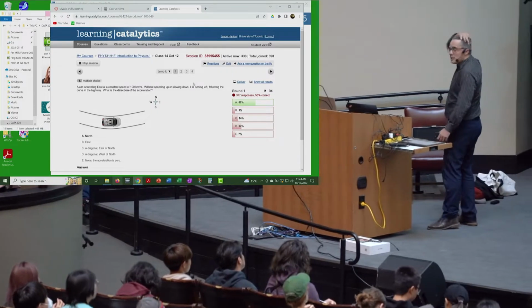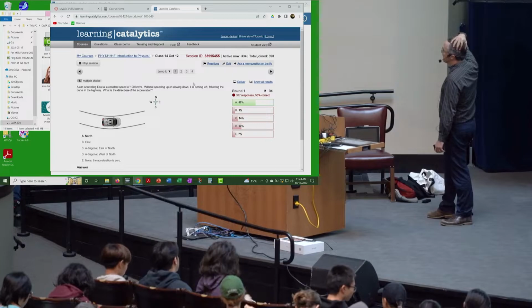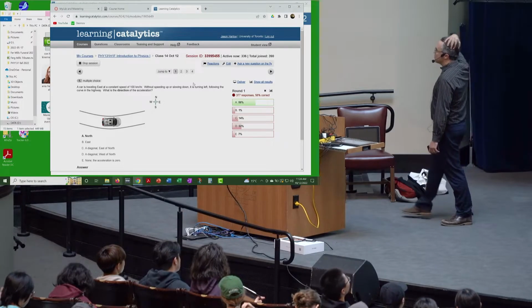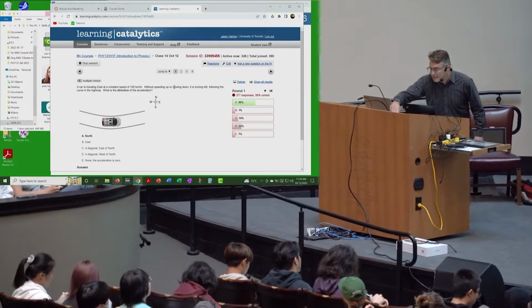Yeah, so I think it's actually directly north. Another good answer was a diagonal west of north, actually diagonal east of north, but neither of those is correct, and I'll try to tell you why. It's because it's a steady speed.